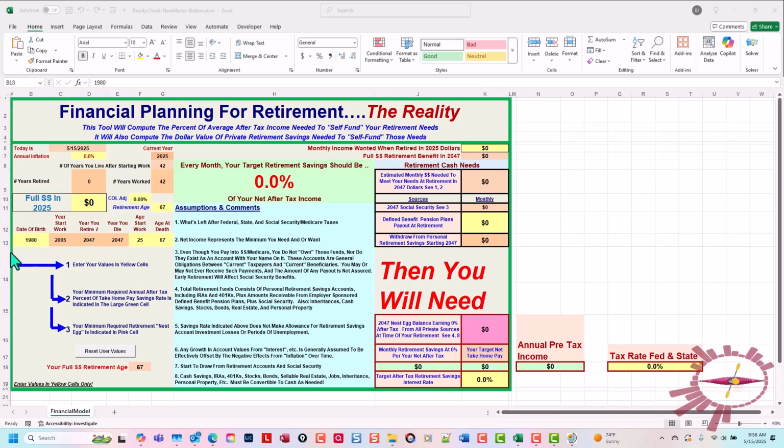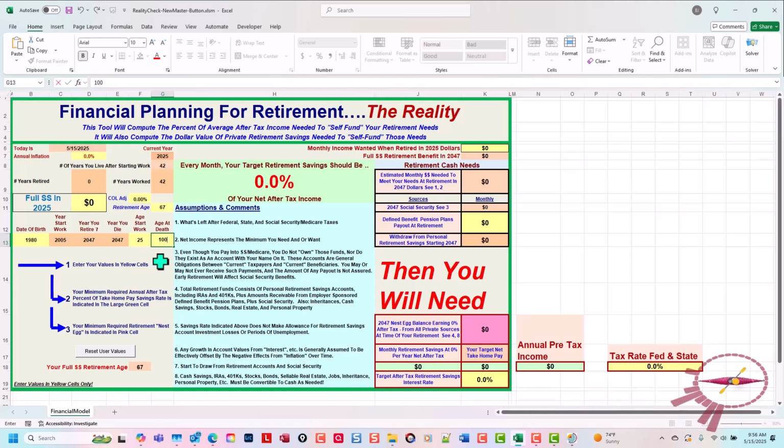To begin, we'll set up some values. We'll say our date of birth is 1980. We'll start our working career at the age of 25. We'll live to the age of 100, have a long life, and we'll take the latest retirement age we can get from Social Security, which is 70 years. That'll give us the highest benefit.